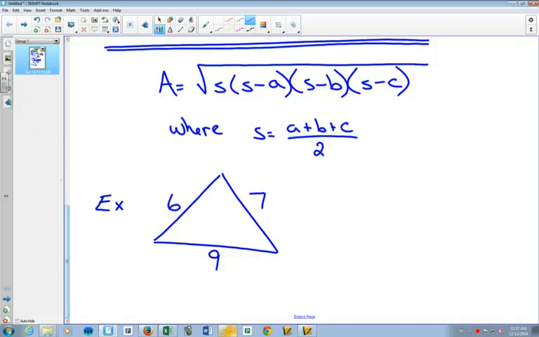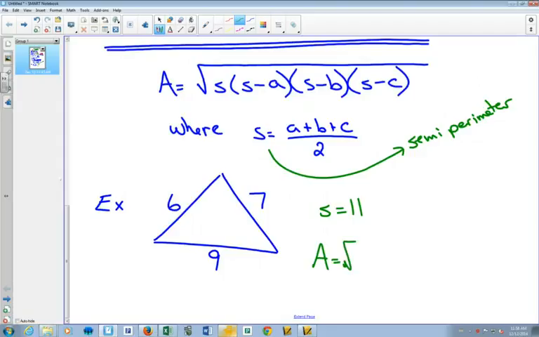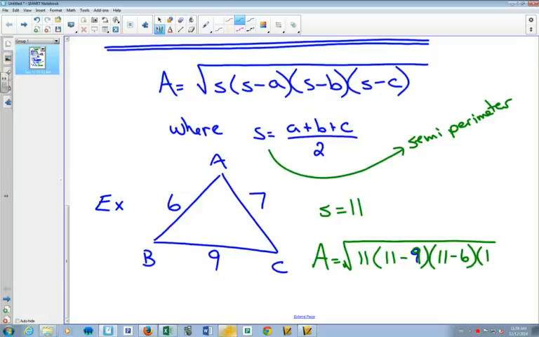Now the S here stands for semi-perimeter. The reason it's a semi-perimeter is because it's half of it. If we add up all the sides, 6 plus 7 is 13 plus 9 is 22, and divided by 2, we would find in this one that the semi-perimeter is 11. So the area of this triangle is the square root of 11 times 11 minus A. Again, it doesn't matter which is A, B, and C. You just have to subtract 11 minus 6 and 11 minus 7. It doesn't matter the order as long as you're subtracting every side once.